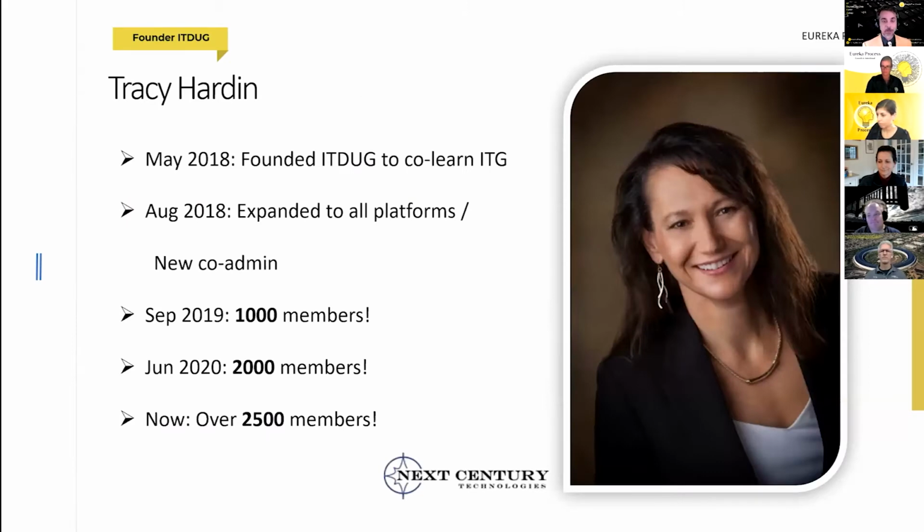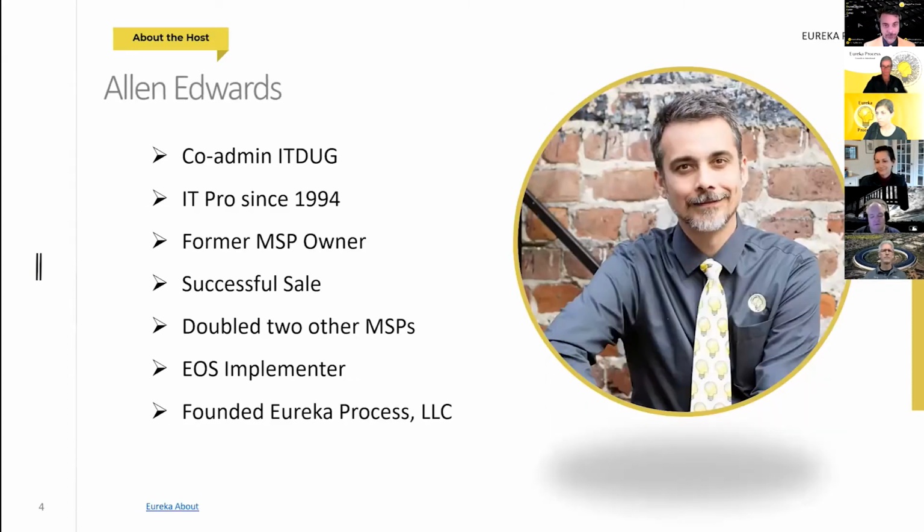A little bit about our founding and how we got started. Tracy Harden, who's also one of our guest hosts today, founded the group back in 2018. She wanted to learn IT Glue because she had it and felt like she didn't know enough about it and couldn't find any other help. So she formed this group in August 2018, expanded it to all types of IT documentation, not just IT Glue, and added a new co-admin. By September of 2019, we were at 1,000 members. Ten months later, 2,000, and now we're over 2,500, and we might even be able to break 3,000 by January. The more members we have, the more people we have to share ideas with and from and to help solve our issues. So keep inviting.